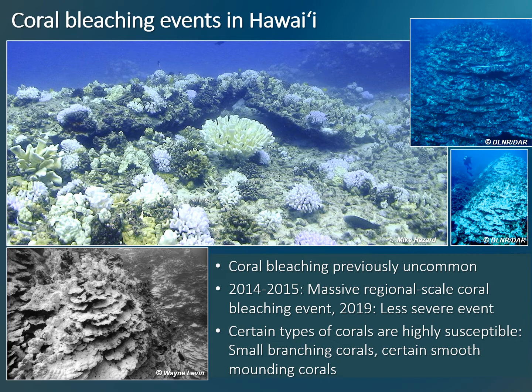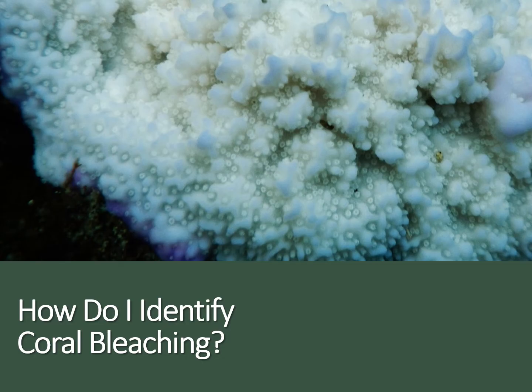Unfortunately, up to 50% of coral cover was lost in some areas due to these recent bleaching events. During these events, researchers learned that certain types of corals are highly susceptible to bleaching, including small branching corals and certain species of smooth mounding corals. Managers have carefully documented signs of reef recovery since then and have begun statewide efforts to promote reef resiliency and recovery. In the next few slides, you will learn how to identify and report coral bleaching.